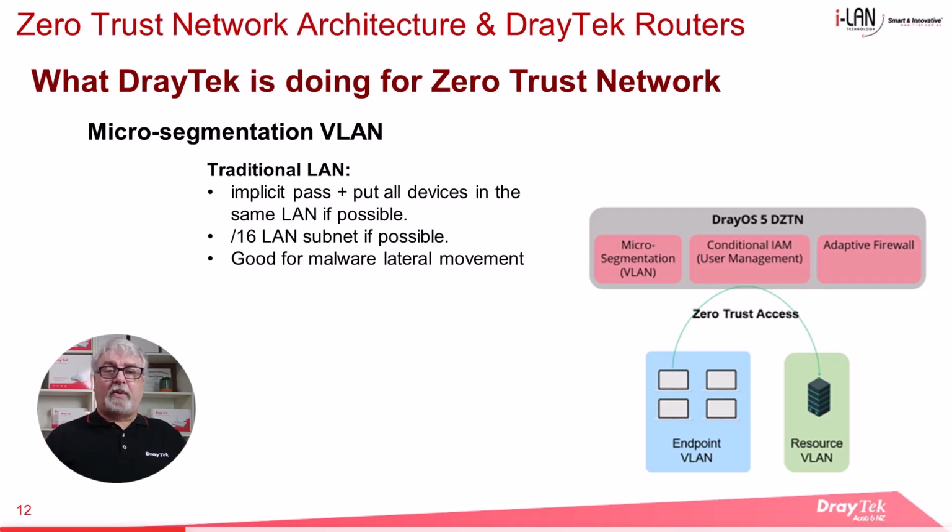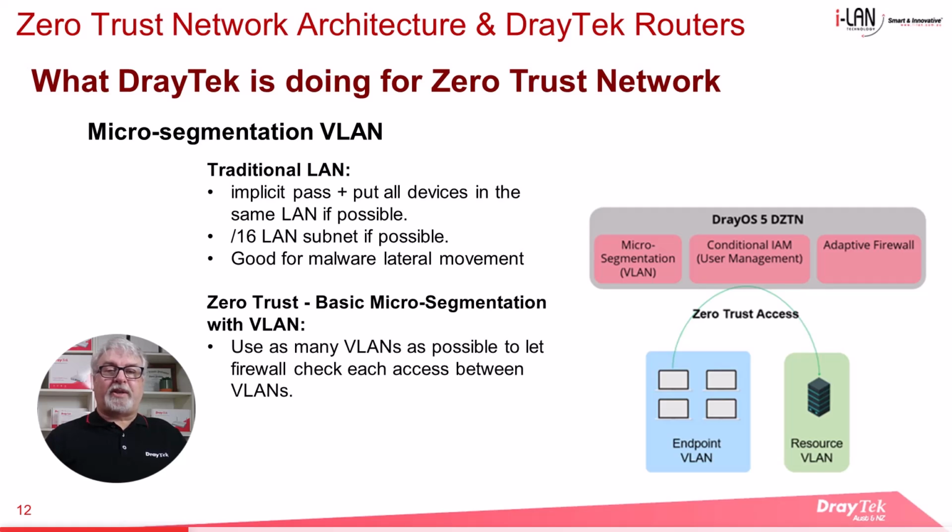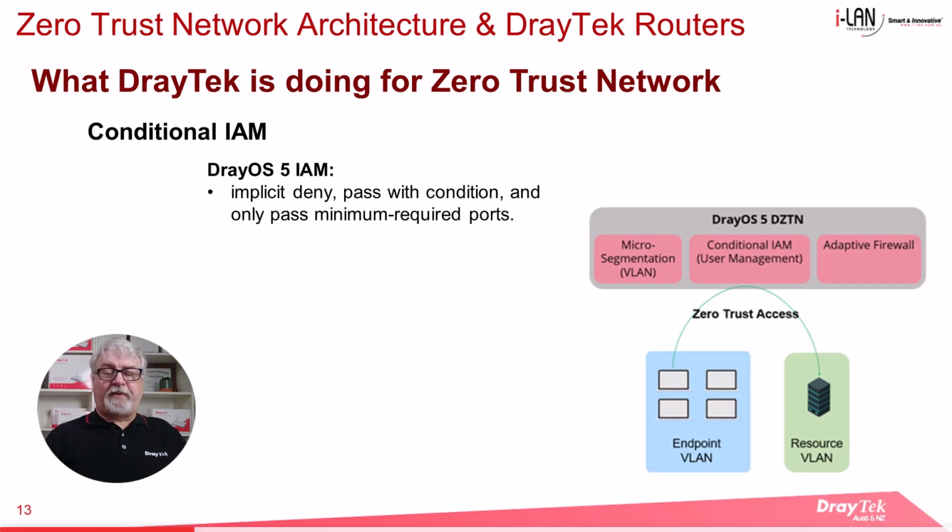This is good news for malware, which likes lateral movement. Now, for Zero Trust, basic micro-segmentation is used with VLANs. Use as many as possible and let the firewall work to prevent access between the VLANs. DrayOS 5 IAM will implicitly deny access to everybody and will allow pass with conditions. And when it does, it will only allow access to the minimum of resources.